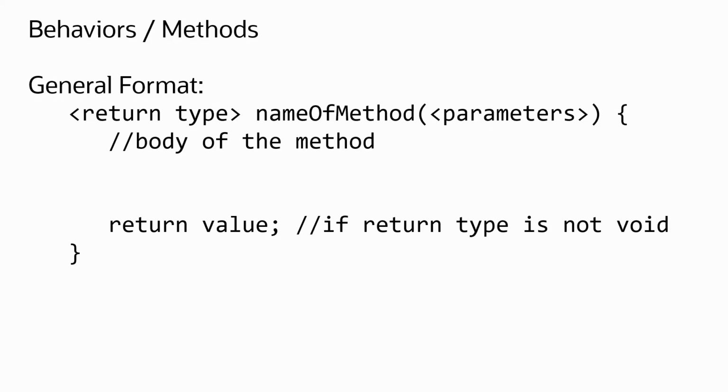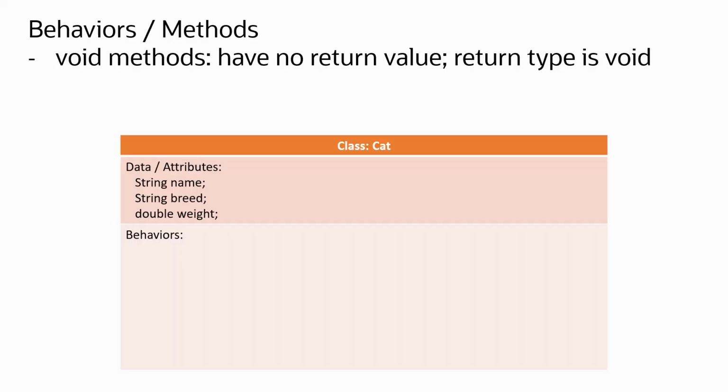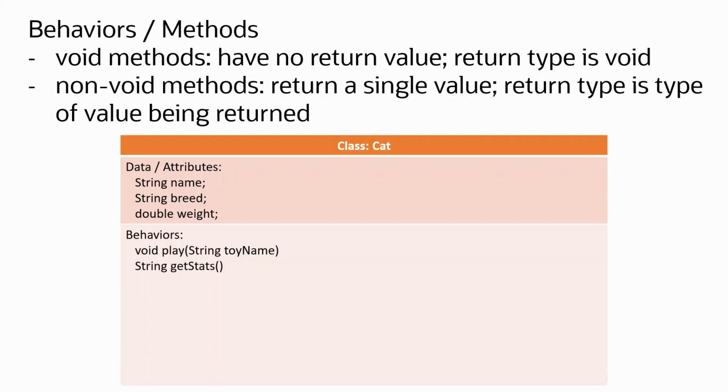If the method returns a value, you will have the keyword return and a value being returned. There are two types of methods: void methods that have no return value, and so the return type would be void. An example of this for cat might be play and then sending it the toy name that you want the cat to play with. There's nothing being returned here. The cat just performs the action.